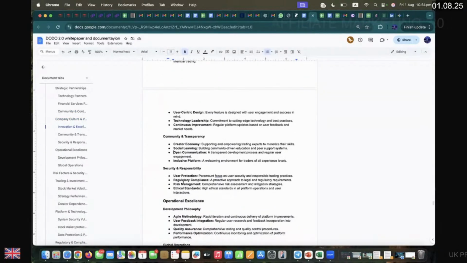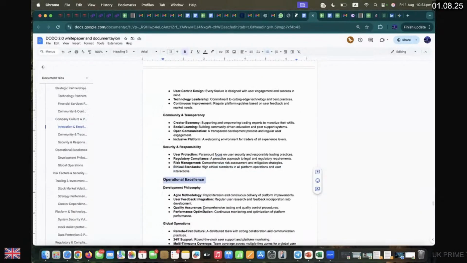Security and responsibility. User protection. User protection is paramount, with focus on user security and responsible trading practices. Regulatory compliance. A proactive approach to legal and regulatory requirements. Risk management. Comprehensive risk assessment and mitigation strategies. Ethical standards. High ethical standards in all platform operations and user interactions.